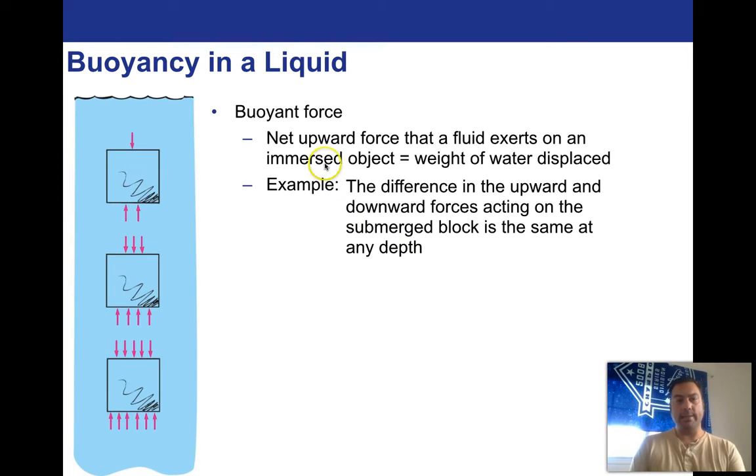Okay, why is that the case? So buoyant force, or the buoyancy force, is a net upward force that a fluid exerts on an immersed object, which is, say, the weight of water displaced. Okay, we've been talking about that. The difference in the upward and downward forces acting on the submerged block is the same at any depth. So here we've got pressures, right? Two surfaces. Down here, it's going to be under greater pressure than it is going to be up here.